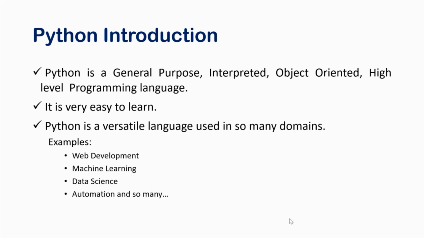First of all, I'll tell you one thing: we have two different types of programming language. The first one is general purpose programming language, and the second one is domain specific programming language. So what is the difference between these two? A general purpose programming language is a language which is capable of creating all types of programs. C and Python are all called general purpose programming languages.